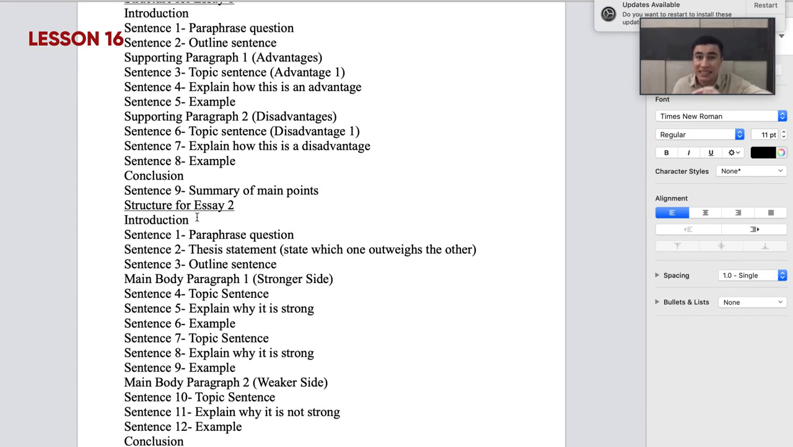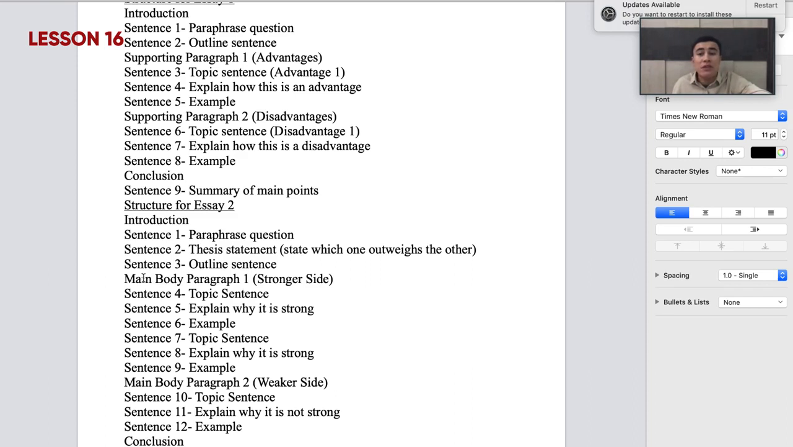And structure for essay number 2. Okay, introduction, first sentence, again, paraphrased question, then thesis statement in your second sentence. State which side is stronger. Okay, you can say the advantages of studying abroad significantly outweigh the disadvantages, for example. And of course, sentence number 3 is going to be an outline.